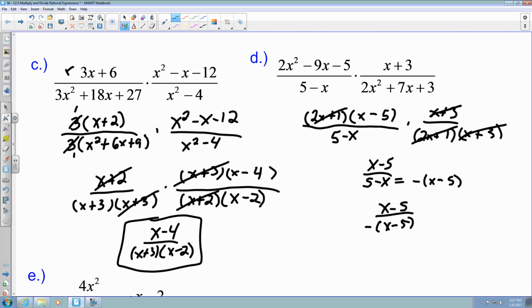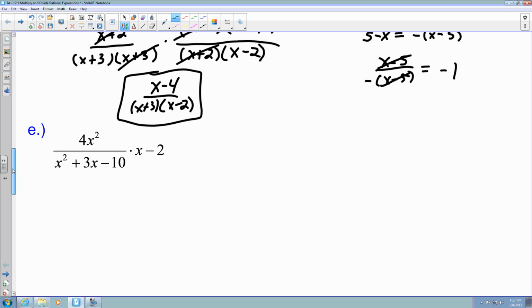So then that means that x minus 5 and x minus 5 cancel out, so the answer to this would be a negative 1. I apologize for the incorrect writing of the expression.